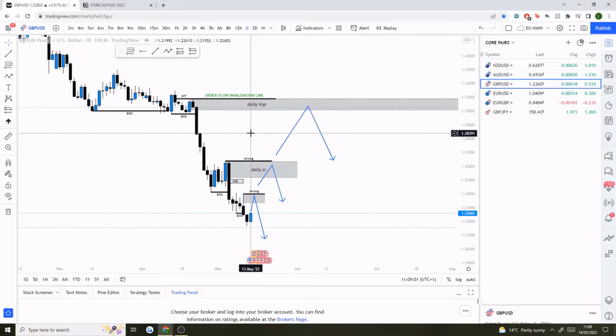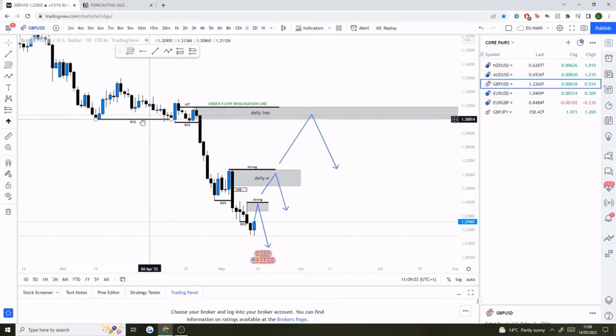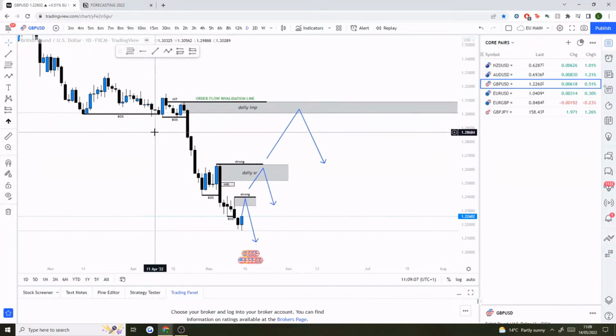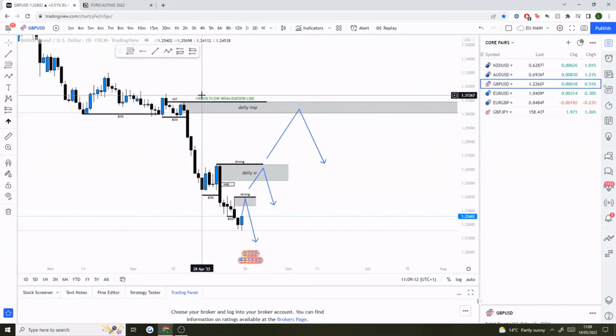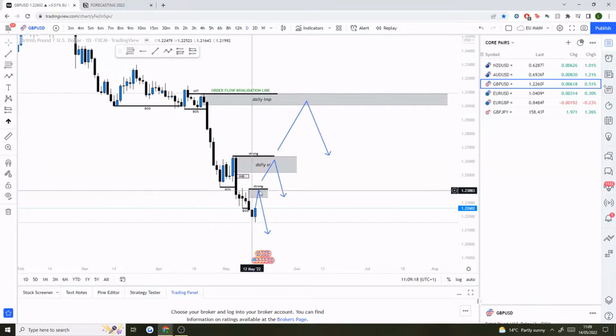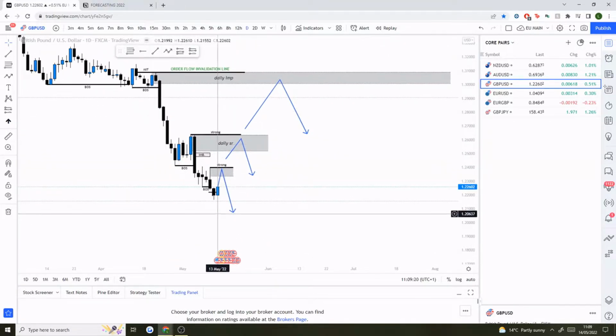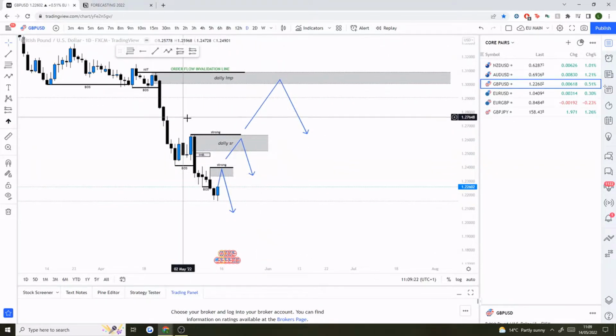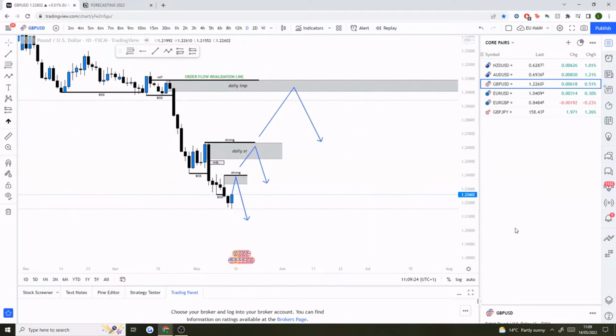the daily impulsive. Now, what it also did is mitigated the previous order block that caused this break structure. So for me, we have mitigation there, and that leaves behind the order flow invalidation line. Now, what we've also had since then is a new break of structure, leaving behind a much lower order block, and that is your daily successful retrace order block.